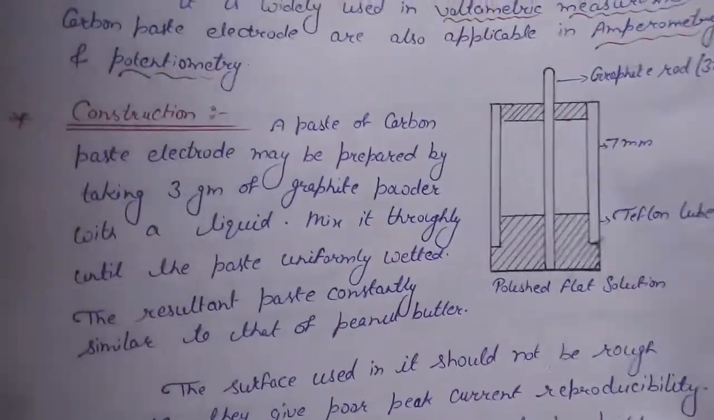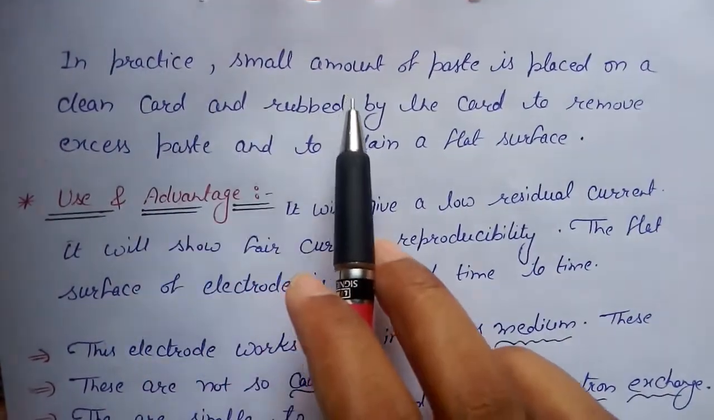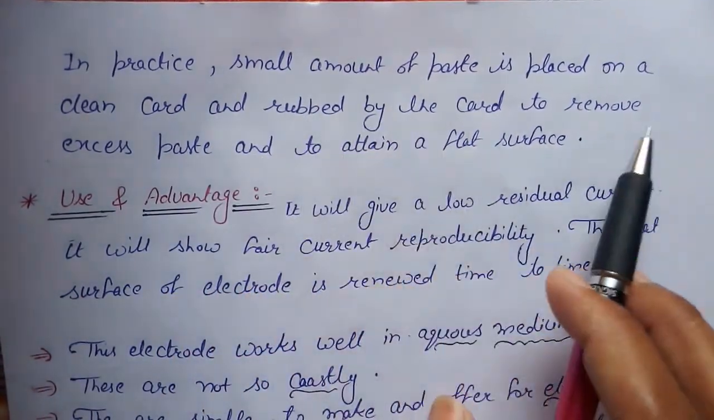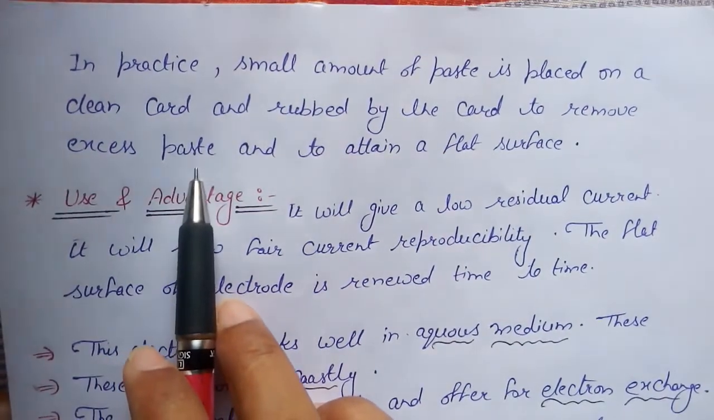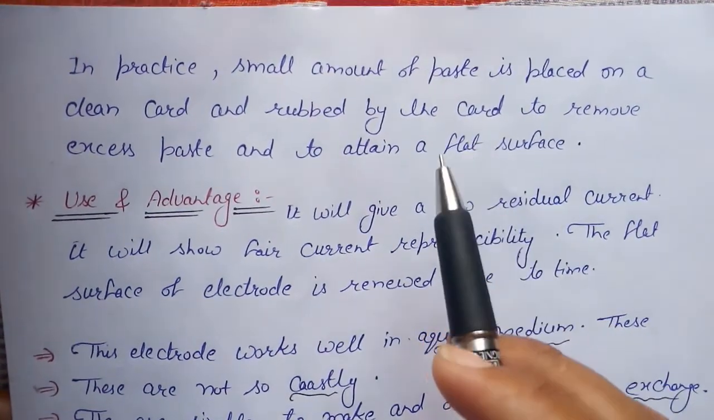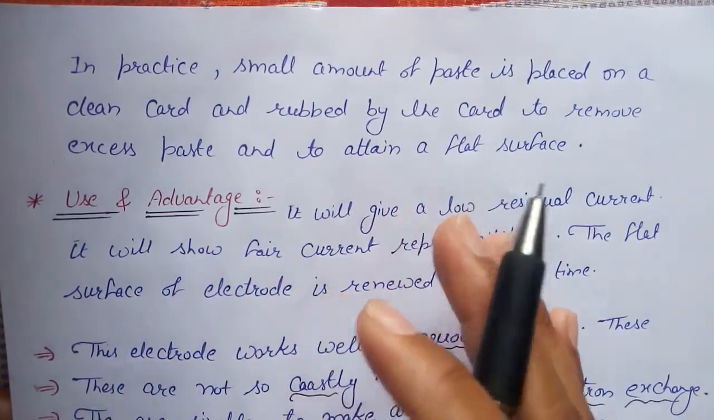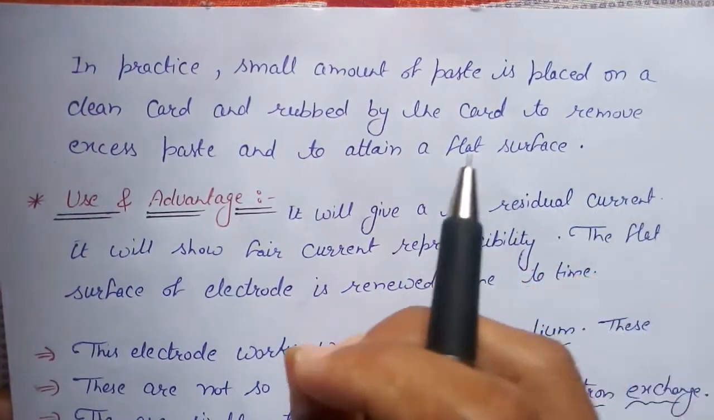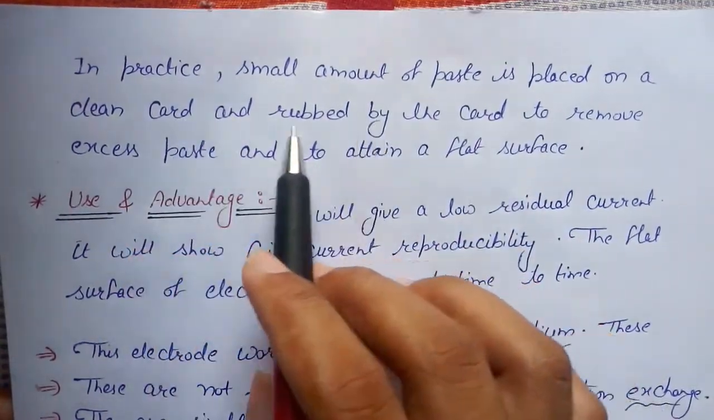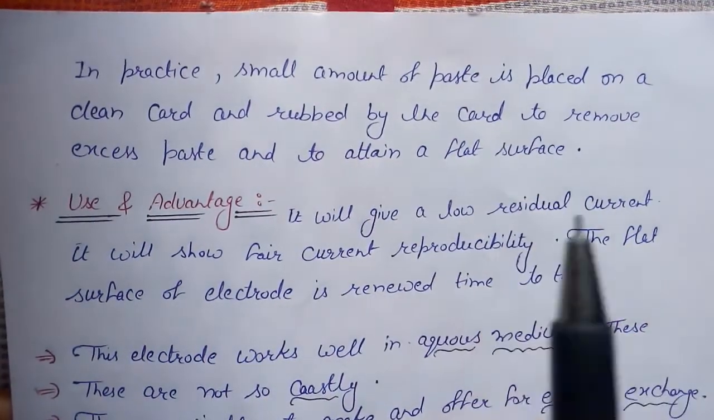After this, in practice, a small amount of paste is placed on a clean card and rubbed with the card to remove excess paste and to attain a flat surface. At the start of construction we discussed that we don't want a rough surface, we want a smooth surface. So for a smooth surface, apply a small amount of paste on a clean card and rub it, which removes the roughness and makes a flat, smooth surface.